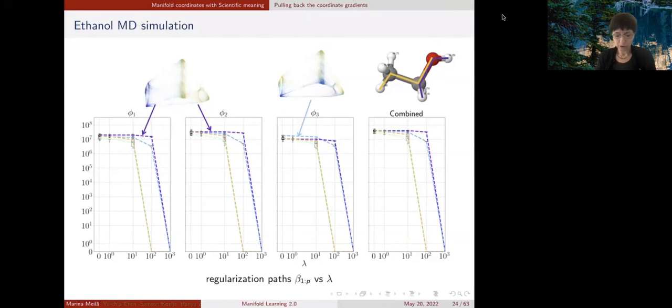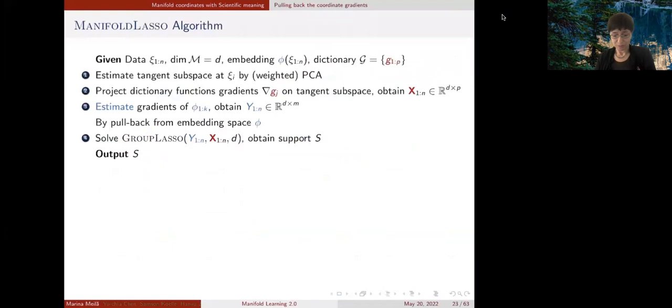We see also a case where there is a correspondence between the functions in the dictionary and the subsets of coordinates in the other embedding. But this just happens for this case. It's not general. Okay, so this is the algorithm at work. Let's see now what the algorithm is.